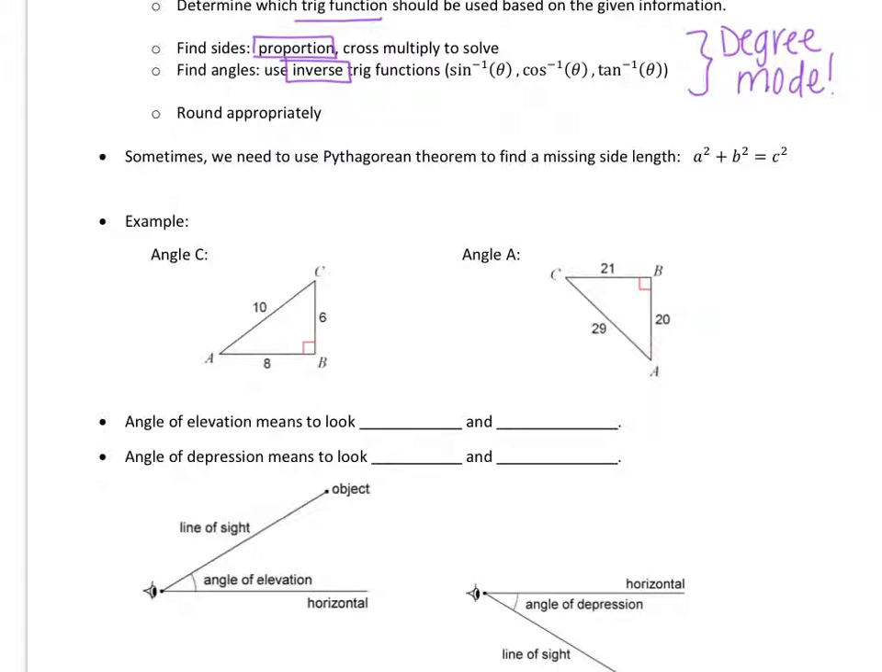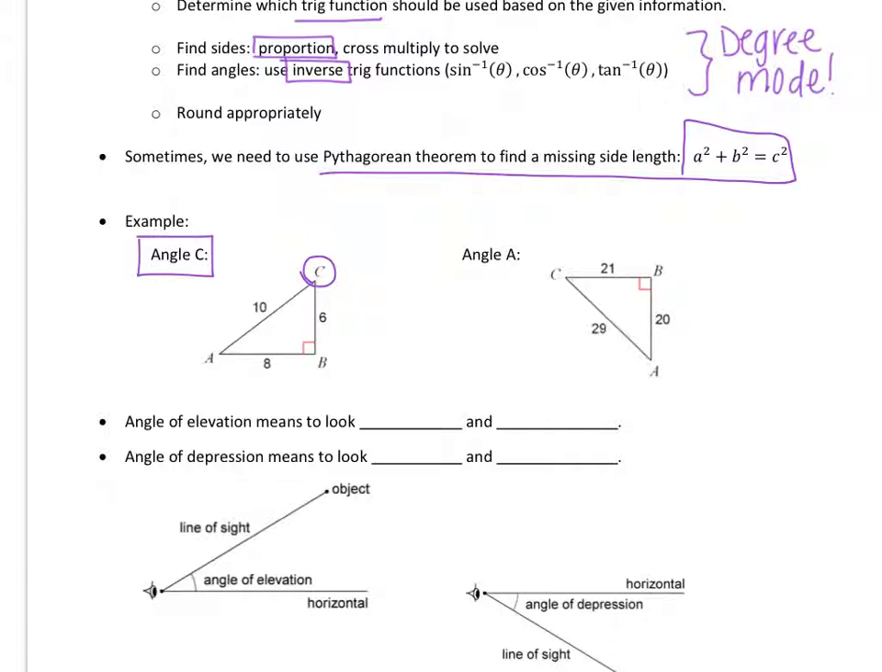Sometimes we have to use the Pythagorean Theorem to find a missing side length, and that's just your typical a squared plus b squared equals c squared. So we've got a couple of quick examples here just to get us based with the foundation of labeling O, H, and A. So here it says that we're based on angle C, or focused on angle C.